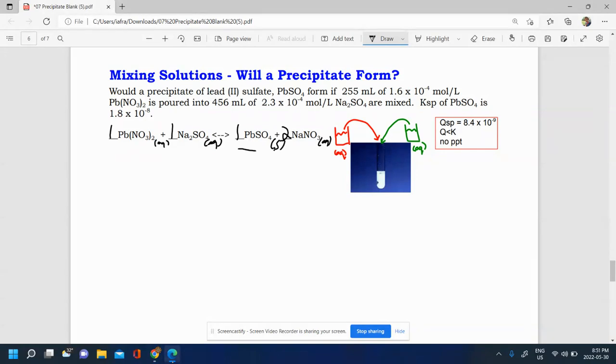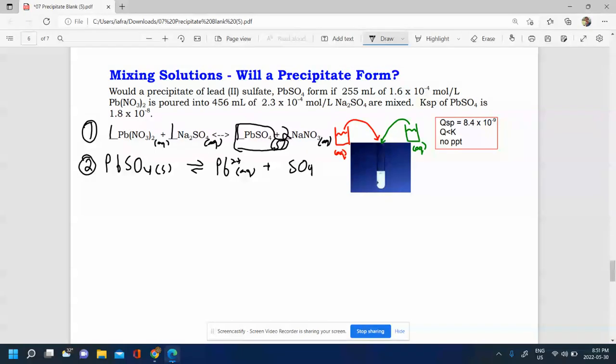And then we have to figure out if this will actually precipitate. We have to do our QSP versus KSP comparison. So that's our step 1, writing out our balanced equations. Step 2, let's write out a dissociation equation for the potential precipitate. So PbSO4 solid is going to form some Pb2+ aqueous plus some SO4 2- aqueous.